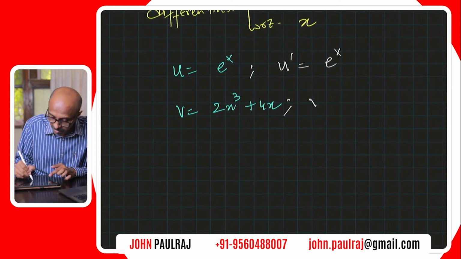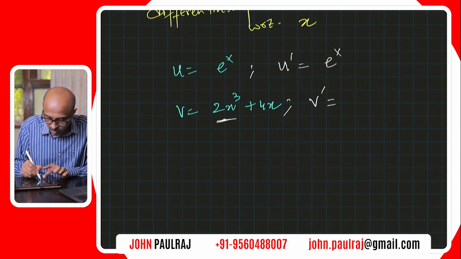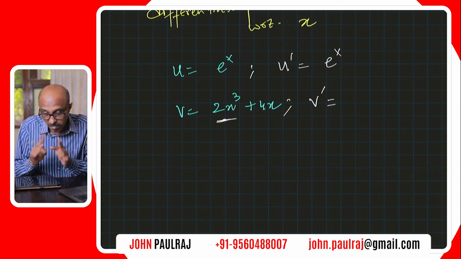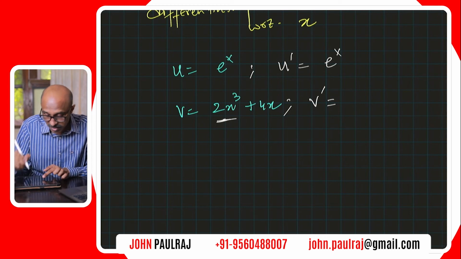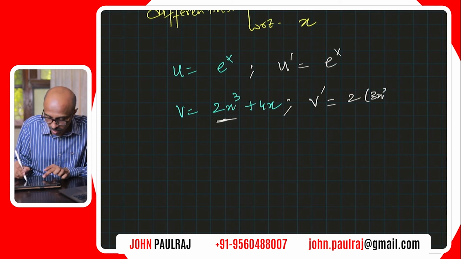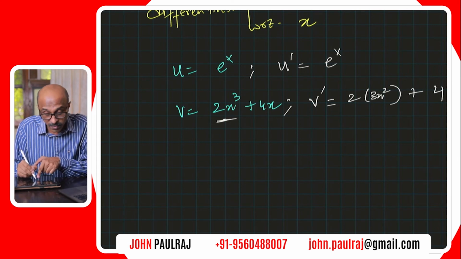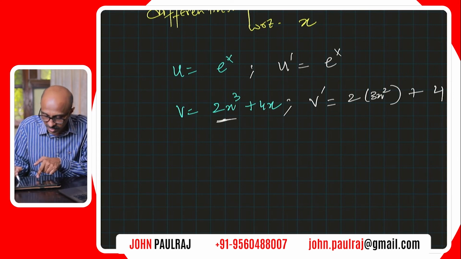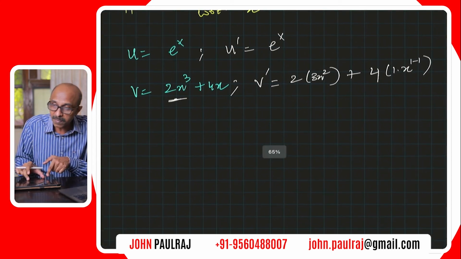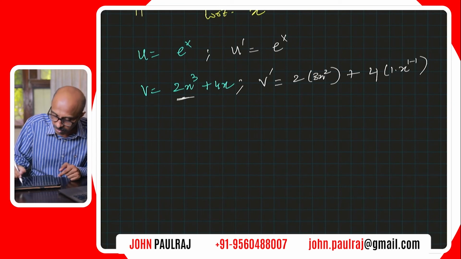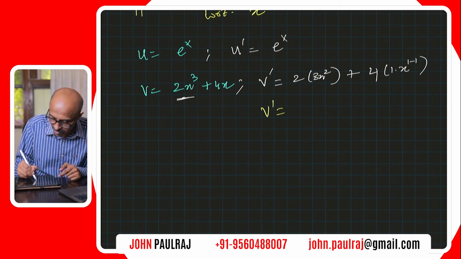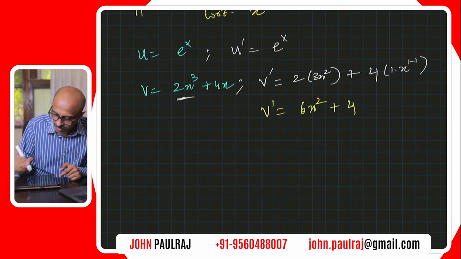And then v prime would be equal to the derivative of 2 times x cubed. There's a constant multiple, so you can say 2 times 3x squared plus a 4, okay? Because that's again a constant multiple, 4 times the derivative of x. So 4 times the derivative of x is just like saying 1 times x to the power of 1 minus 1. Okay, I just did it in one step. There you go. So when you simplify that, you'll get v prime as 6x squared plus just 4. 1 minus 1 is 0, x to the power of 0 is 1.